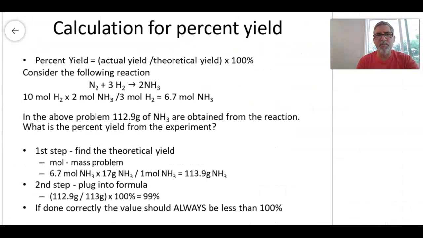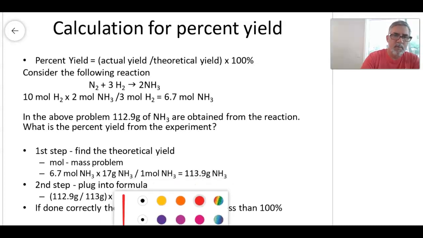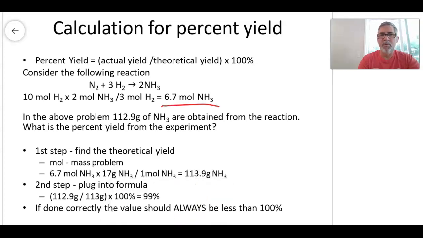All right, so calculation's pretty easy, right? So percent yield is my actual divided by my theoretical. So in this reaction that I gave you, I produced 6.6 or 6.7 moles of nitrogen. That's from the above reaction. So in the above problems, you obtain 112.9 grams of ammonia, right? So this right here would be my experimental yield.